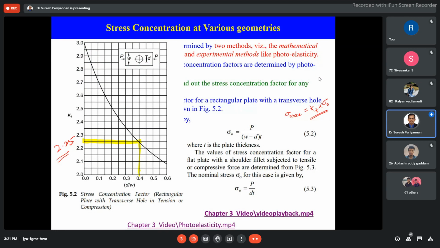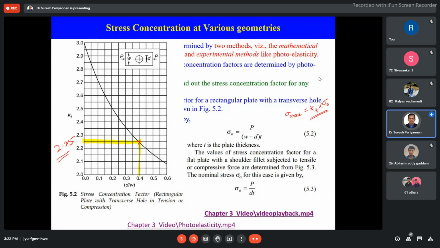See, keep in this mind. This is very important chart. Okay, you have to learn this chart. There are 5-6 charts are there. You may expect in the objective questions, objective exam also you may expect this type of questions. So, okay, now this stress concentration factor is 2.25.